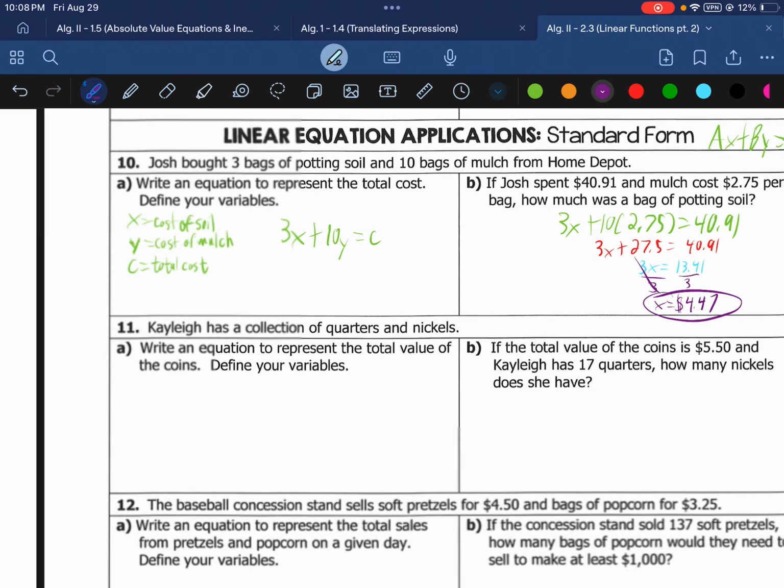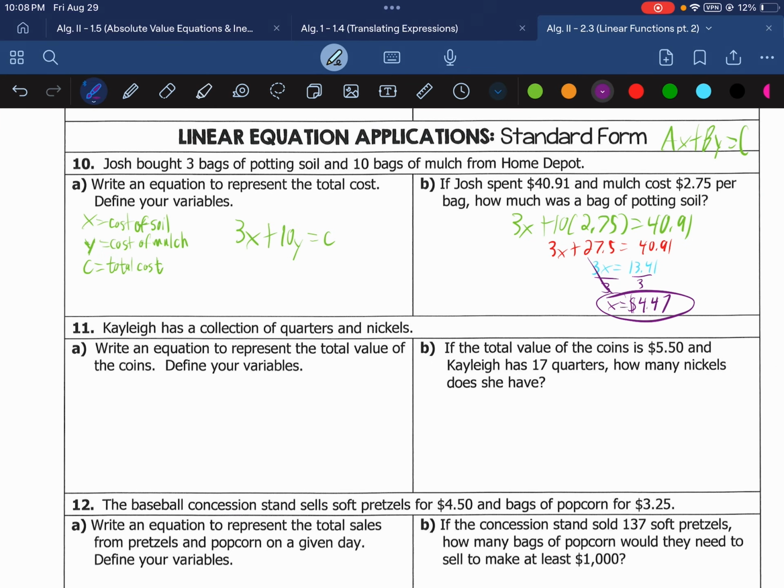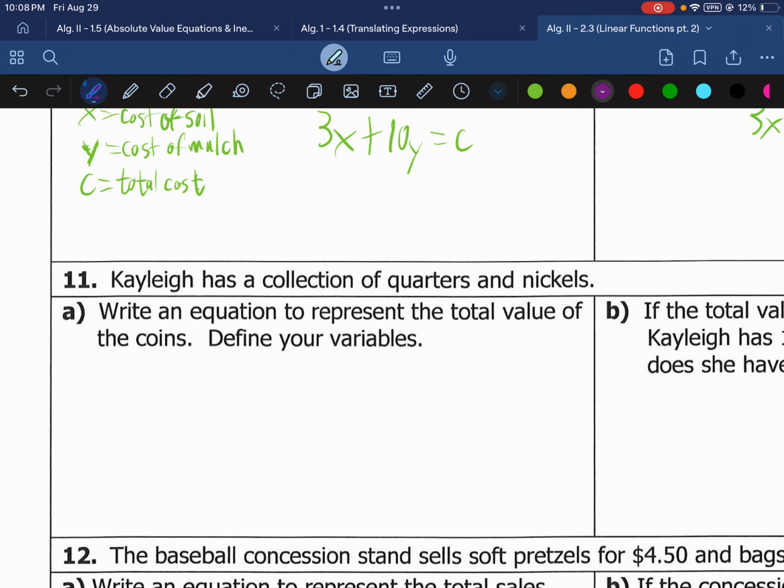Moving on to problem number 11 here. Kaylee has a collection of quarters and nickels, and we're supposed to write an equation to represent the total value of the coins, defining our variables. So we know how much a quarter is worth, it's 25 cents, but we don't know how many we have. So I'm going to call Q my quarters. You could also do like X, for example.